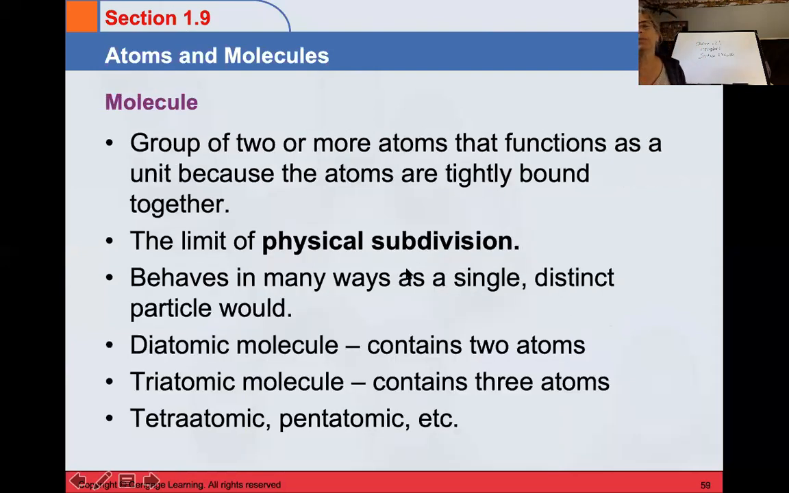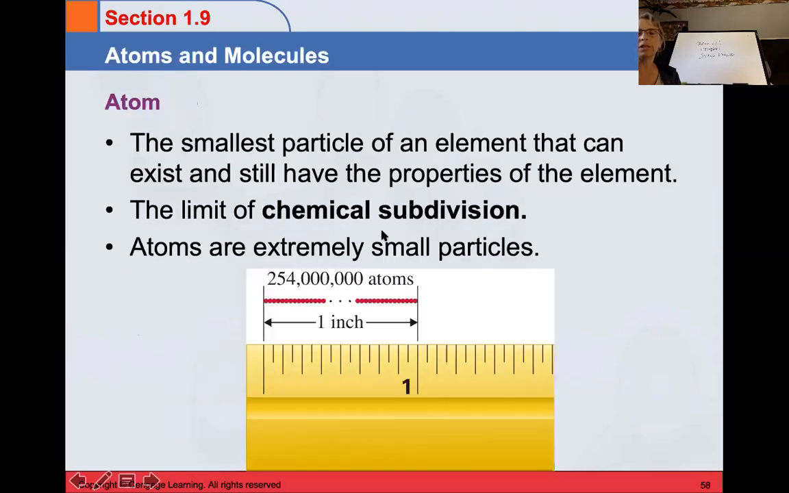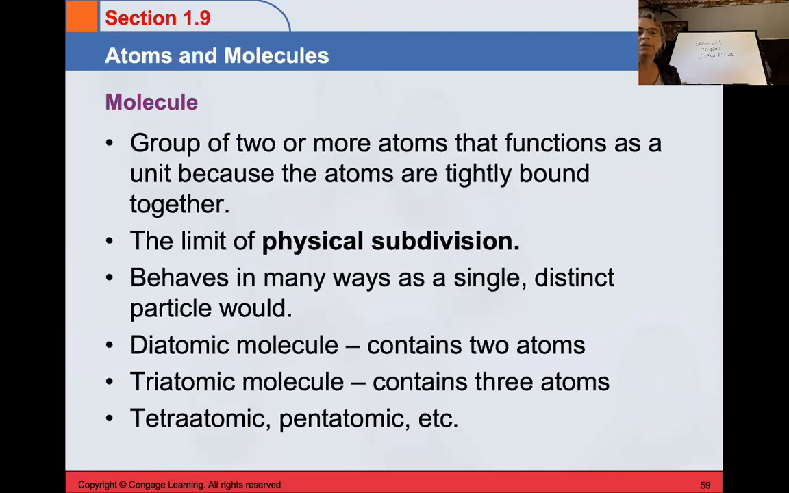A molecule is when you group atoms together to form a functional unit. It's the limit of physical subdivision. An atom is the limit of chemical subdivision. It's the smallest thing that you can get and still chemically have a given element. A molecule is the smallest thing you can have and still physically have a functional unit. Molecules are atoms that are bound together and they behave as a single particle would.